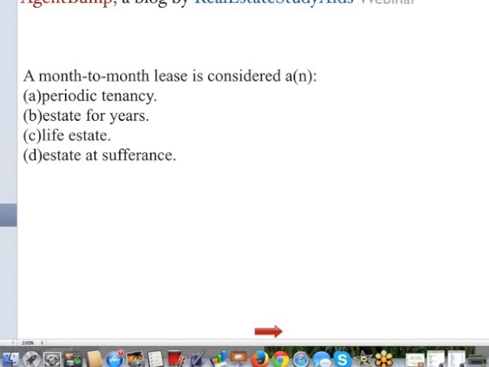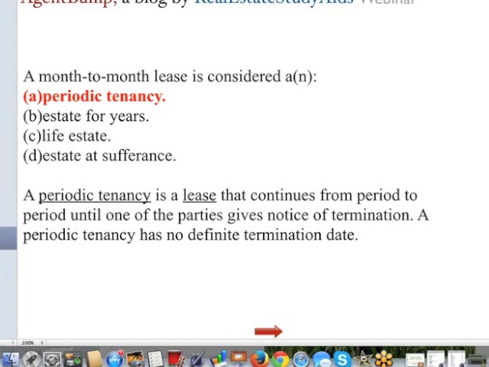Okay, so here's a question. What do you guys think? This one's periodic. A. There you go. Yes, correct. Excellent.